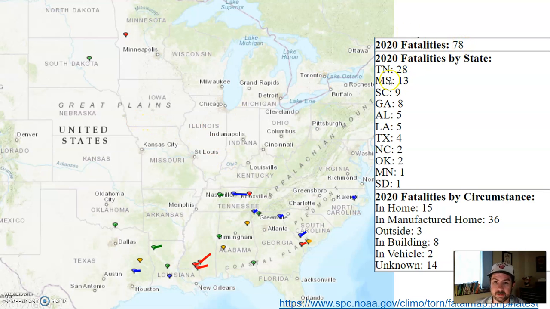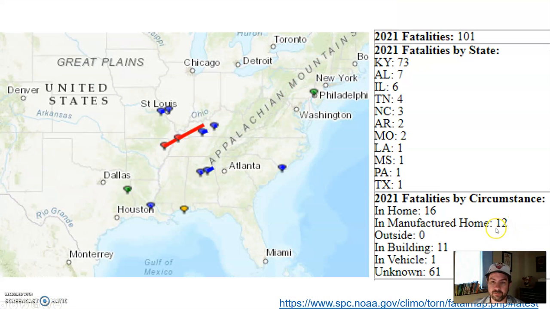2020, 78 fatalities: 28 in Tennessee, 13 in Mississippi, 9 in South Carolina, 8 in Georgia, 5 in Alabama, 5 in Louisiana, 2 in North Carolina, and then in Texas, 4, Oklahoma, 2, South Dakota, 1. So again, you're really missing out on historically where there used to be a lot of occurrences as well as deaths. A lot of that's shifting to the south. Again, a good number of people dying in mobile manufactured homes.